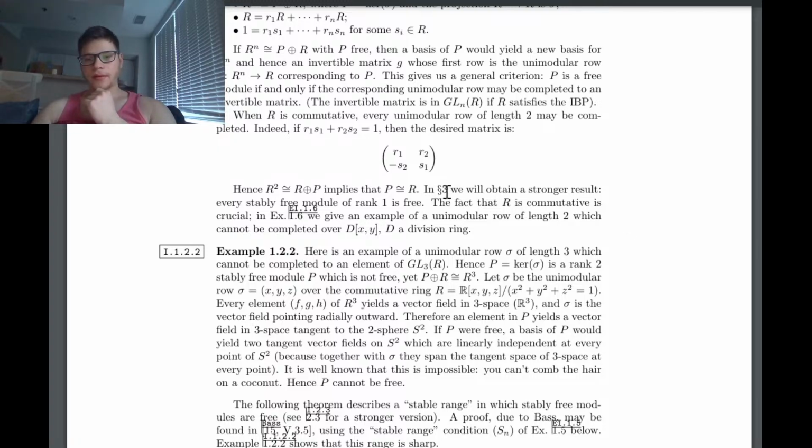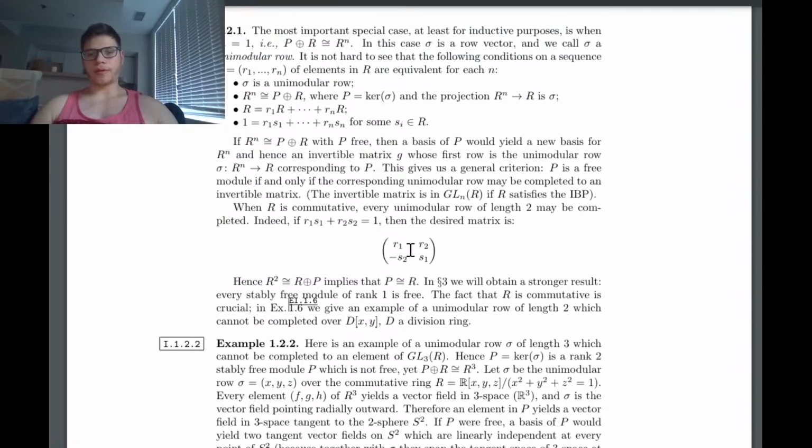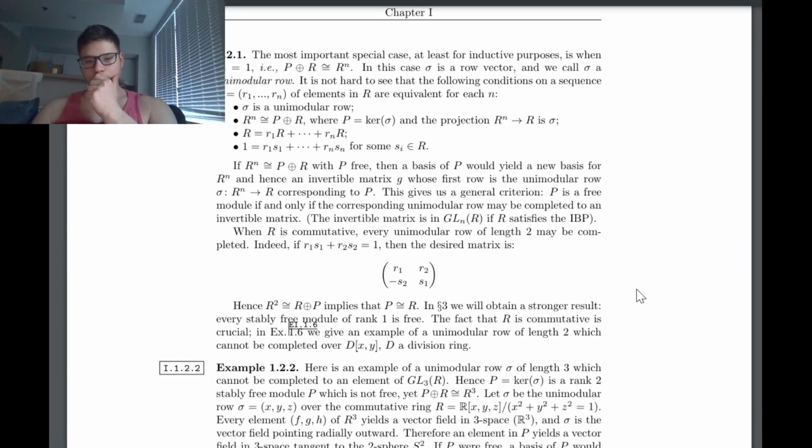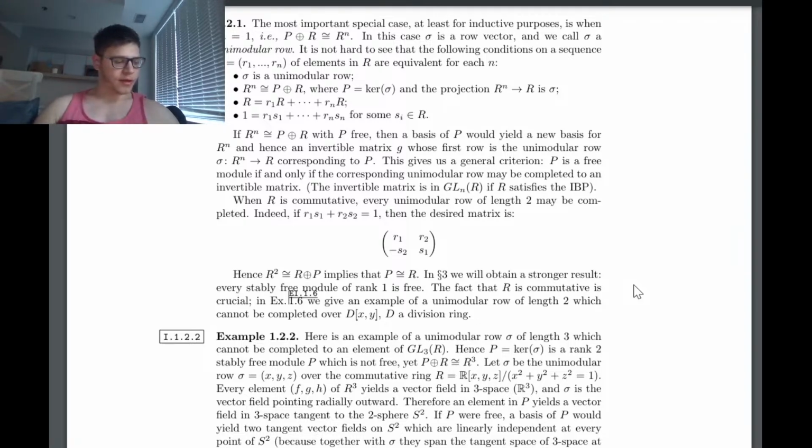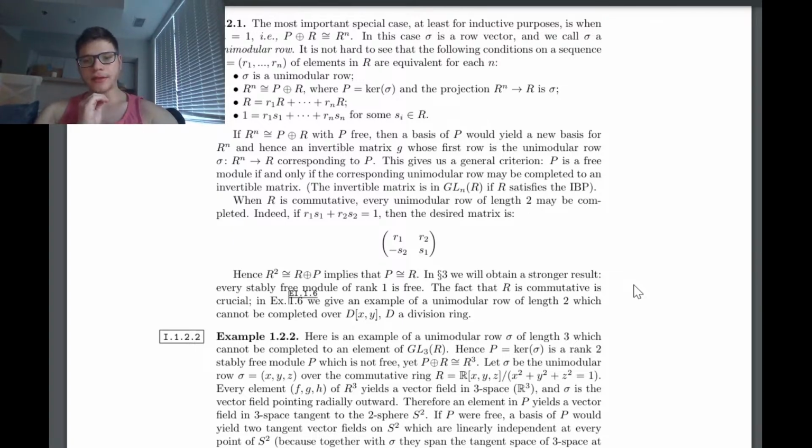In section 3, we will obtain a stronger result. Every stably free module of rank 1 is free. But that R is commutative is crucial. In example 1.6, we give an example of a unimodular row of length 2 that cannot be completed over some non-commutative ring. Yeah, okay, so let me just think for a second.